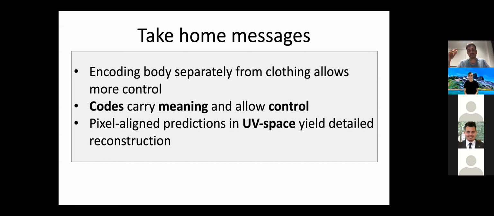And then it's useful to have codes that carry meaning, right? That you can basically change, for example, the size of the clothing or who is wearing it and so on. And the other take-home message is that if you have a pixel-aligned prediction problem, neural networks will have a better time predicting details.